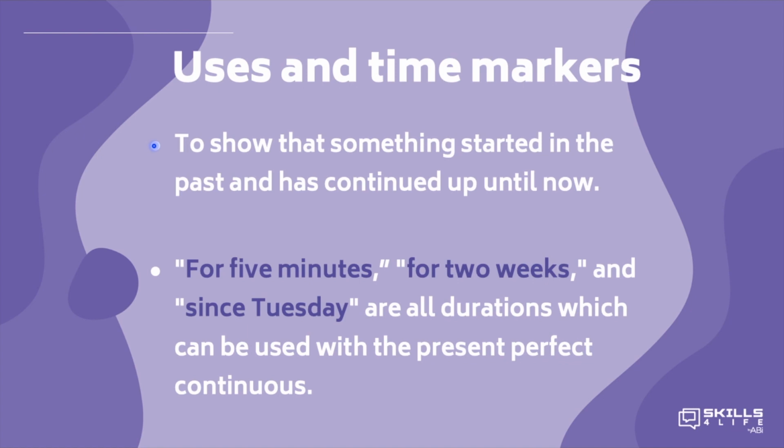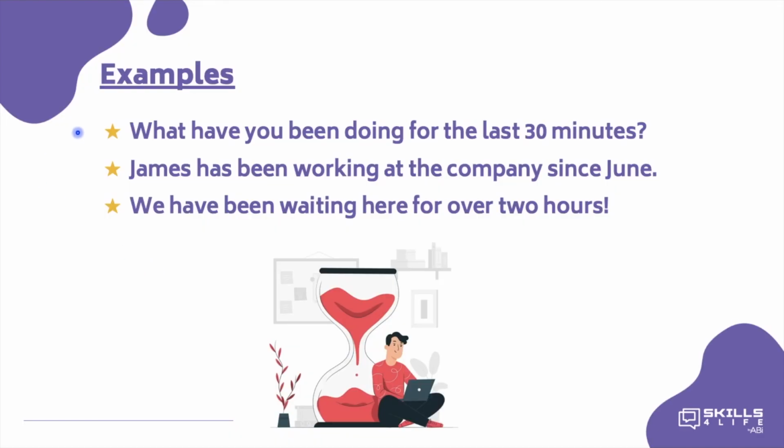As mentioned before, we use present perfect continuous tense to show that something started in the past and has continued up until now. For 5 minutes, for 2 weeks, and since Tuesday are all durations which can be used with the present perfect continuous. Here we have some examples. What have you been doing for the last 30 minutes? James has been working at the company since June. We have been waiting here for over 2 hours.